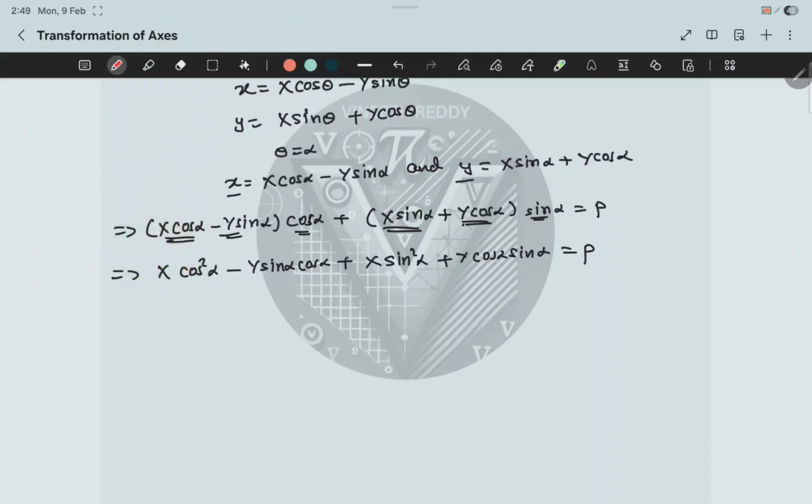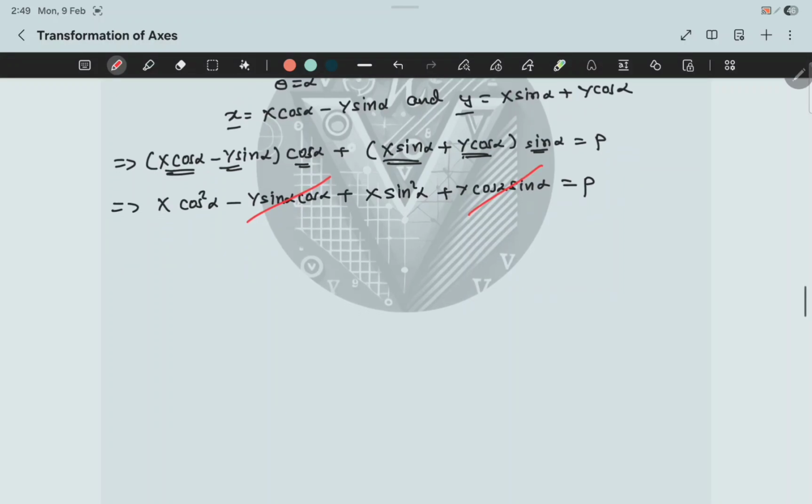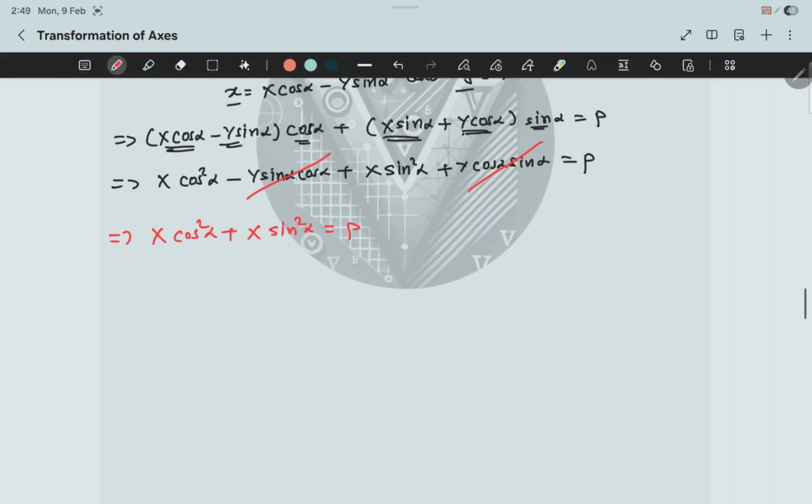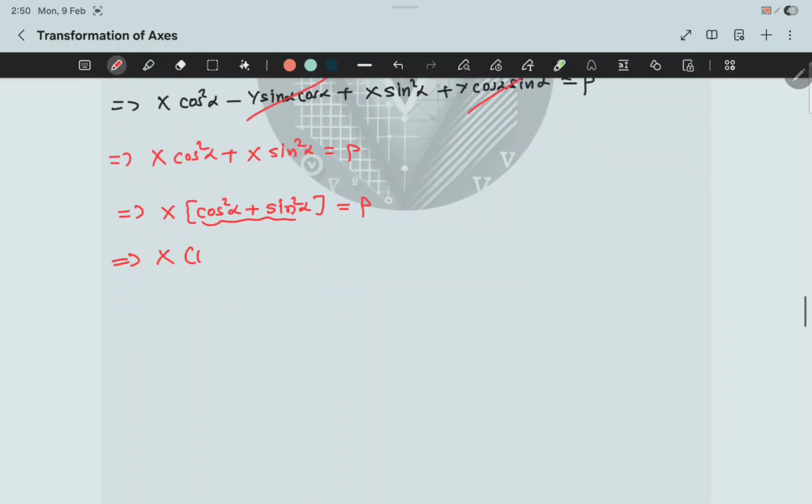Now, I think we can cancel these two terms. Minus Y sin alpha cos alpha plus Y sin alpha cos alpha gets cancelled. So we will be remaining with X cos square alpha plus X sin square alpha equals p, right? So I think we can easily take X common from here. We will be remaining with cos square alpha plus sin square alpha, and that should be equal to p. And cos square alpha plus sin square alpha is 1. So we can write this as X times 1 is equal to p, or therefore X equals p. We have to replace capital X with small x. So x equals p is the required equation. I hope you understood this.